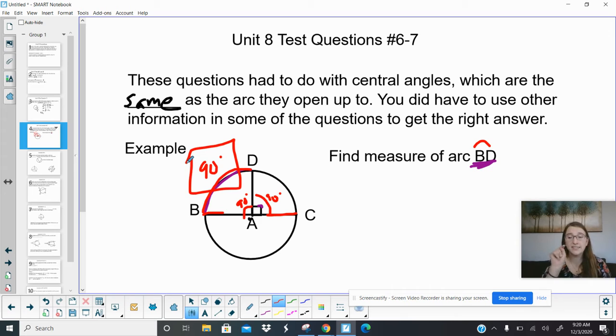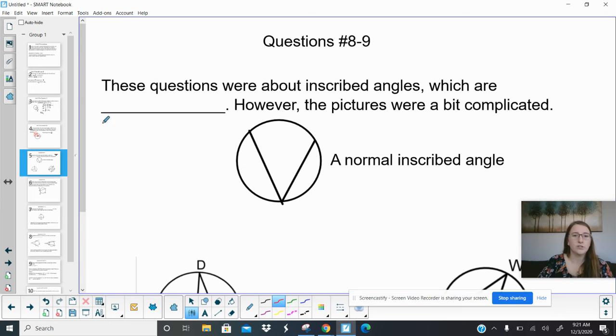So again, with 6 and 7, guys, be careful with those ones. Yes, the angle is the same as the arc, but you have to follow a line of thinking. Well, I know this, which tells me this, which tells me what I actually want to find. So be very careful when you do those questions. Please ask me if you're confused on them, but go back to your test and see if you can figure it out. Okay, so 8 and 9.